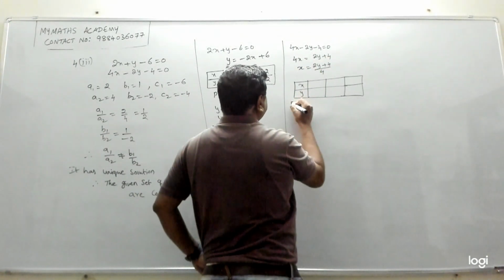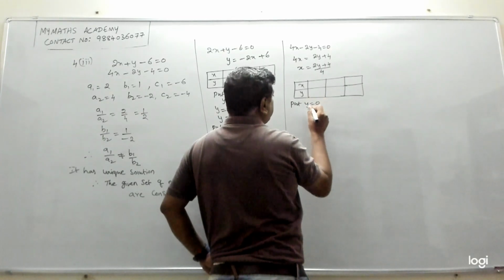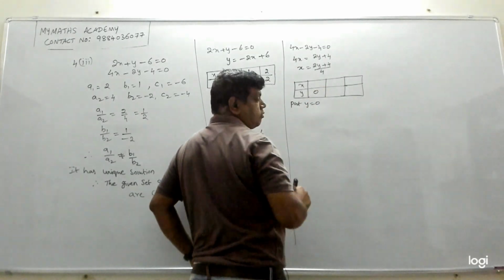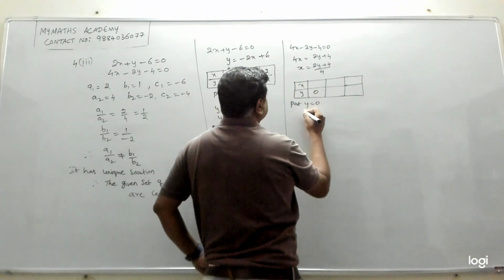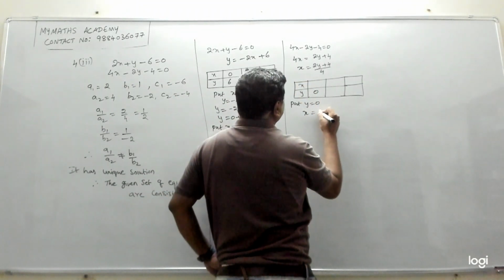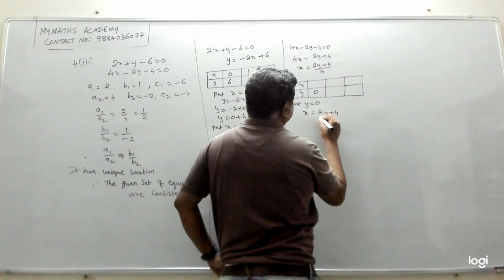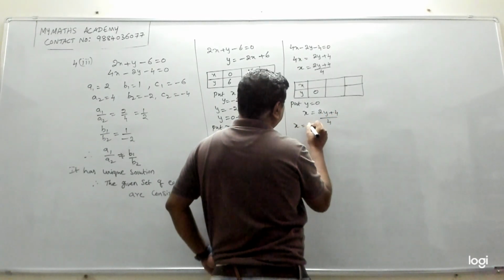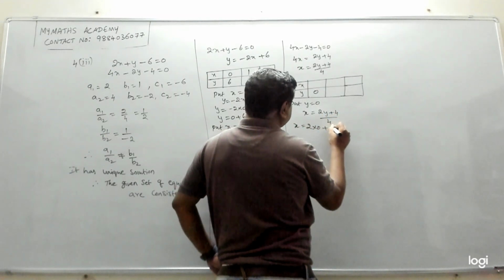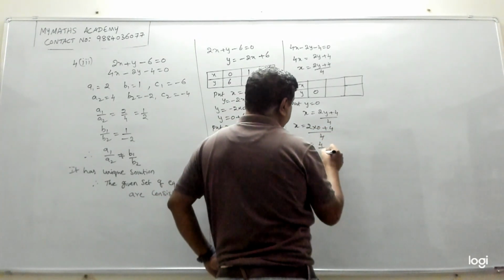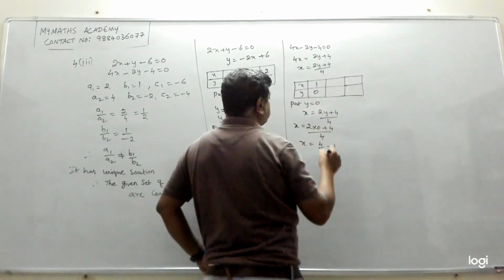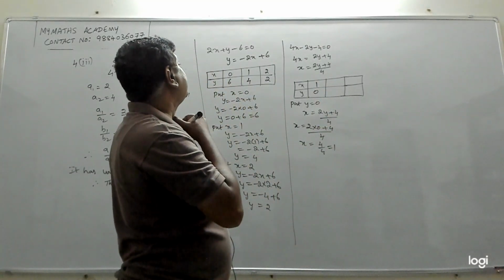So obviously we'll put first y equal to 0. The moment you write y equal to 0 here, you put the 0 here. So I'm putting y equal to 0. What is my x? My x becomes (2y plus 4) by 4. So x is equal to (2 into 0 plus 4) by 4. So x becomes 4 by 4, which is 1. So my x becomes 1 and y is 0.